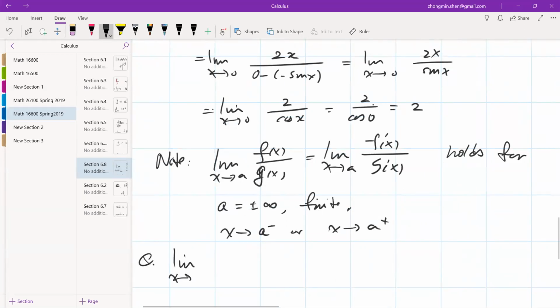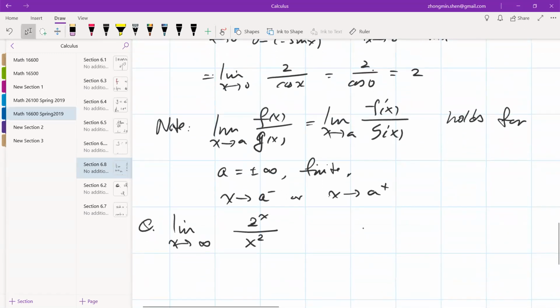problems. When x approaches infinity, and here is going to be 2 to the x, and x squared. I think the limit will be infinity. But how do we prove it? Because the exponential function grows much faster than polynomial. So the quotient should be getting larger, larger, larger. So the answer will be infinity. So how do we prove that, right?